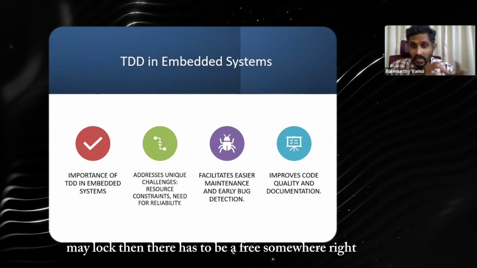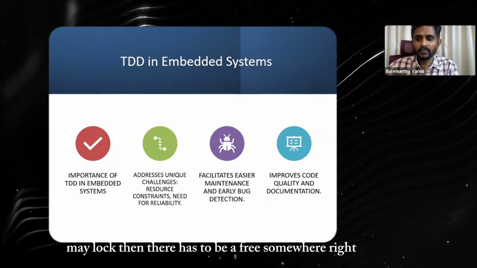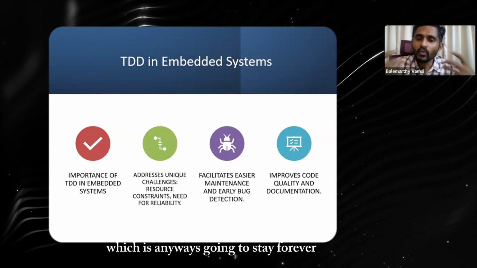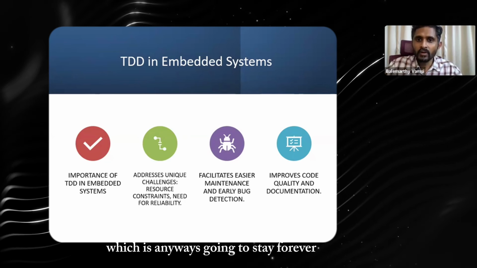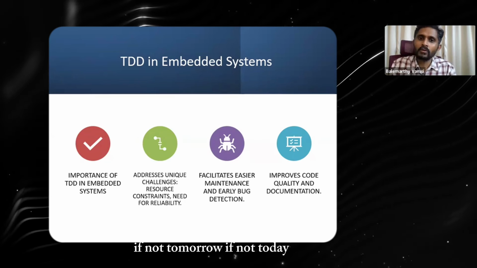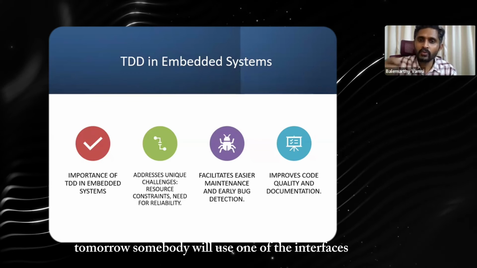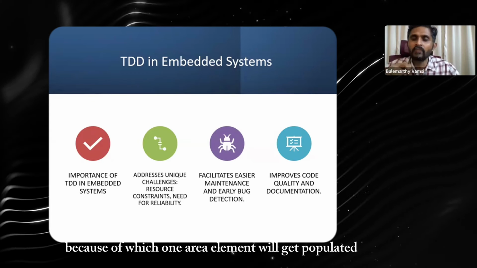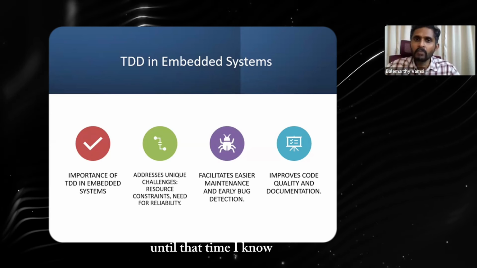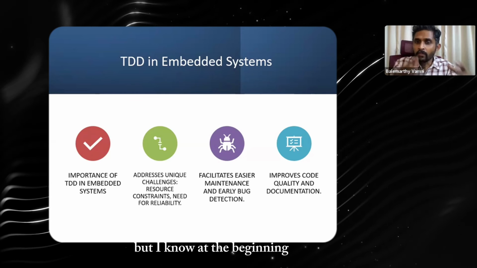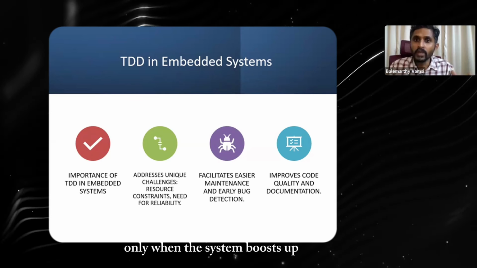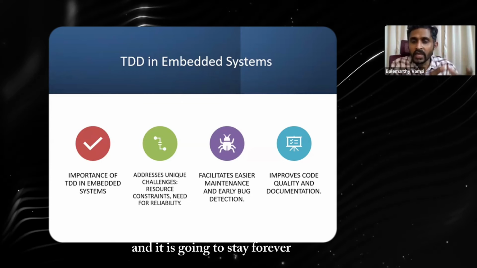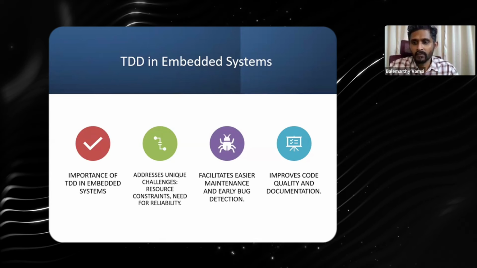Malloc, then there has to be a free somewhere, right? But statically, I'm creating an array which is anyways going to stay forever. If not today, tomorrow, somebody will use one of the interfaces because of which one array element will get populated. Until that time, I know. But I know at the beginning only when the system boots up, this is the amount of memory I have rationed for interfaces and it is going to stay forever.